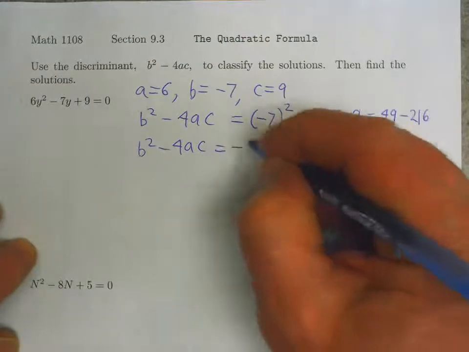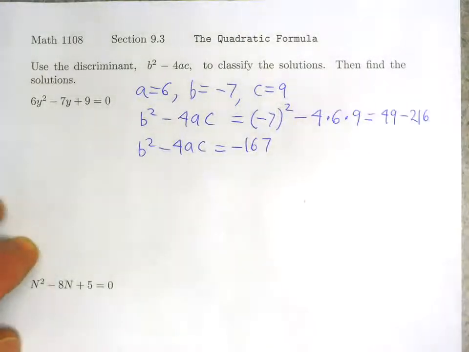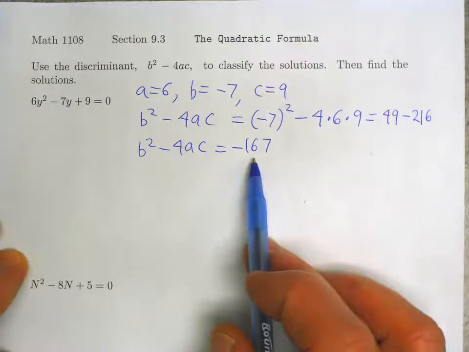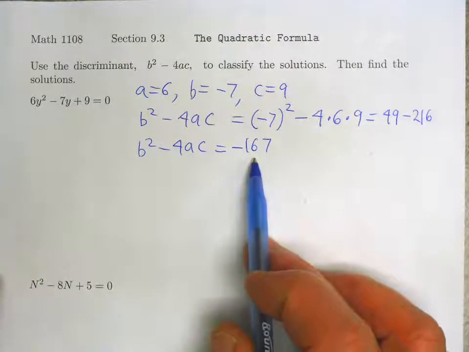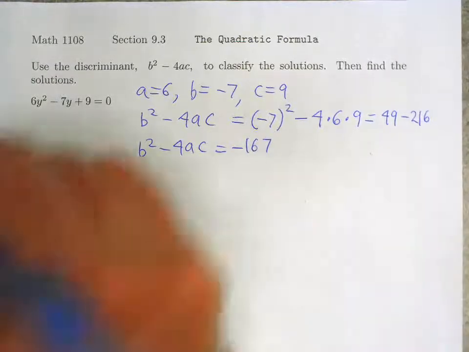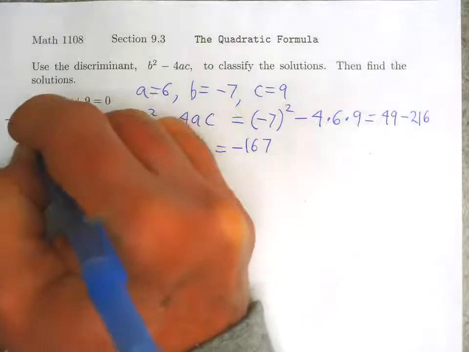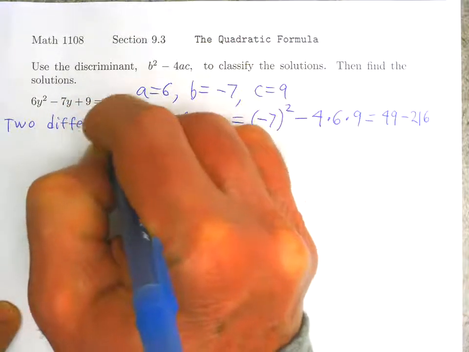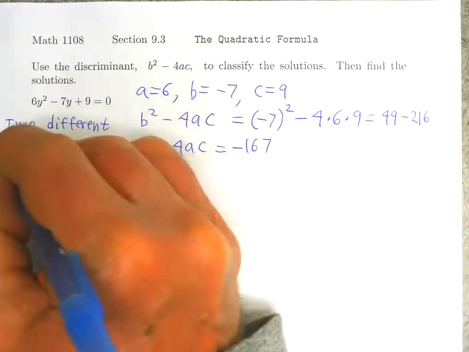Yeah, negative 167. Okay, so that means the two solutions are non-real, two different non-real solutions. So I'll write that, two different non-real solutions.